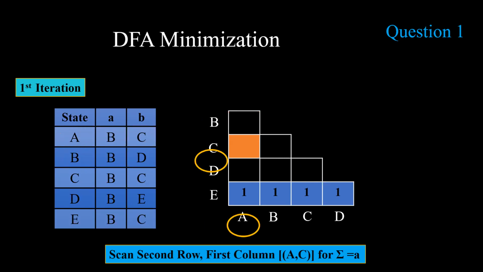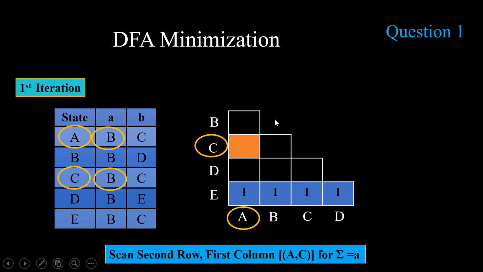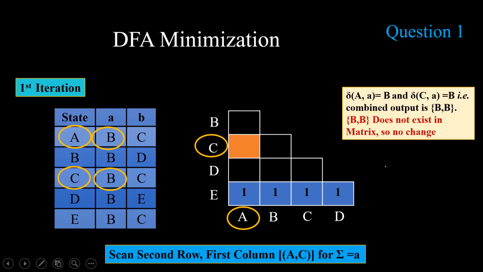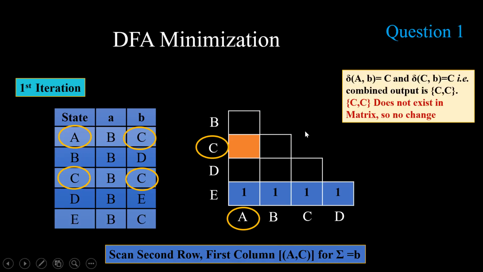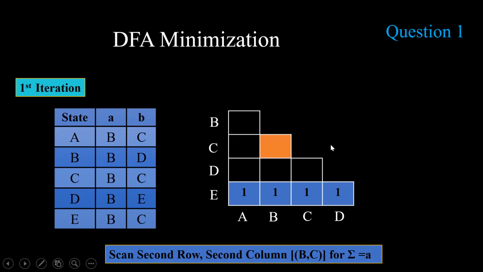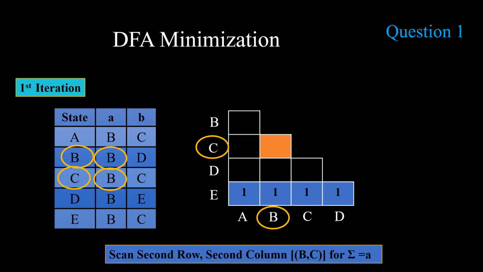Next, we go to AC, that is second row, first column. AC on A gives us BB. This is the point which does not exist in the matrix, so no change. Next we will see AC on B. Again we have CC. CC does not exist in the matrix, so no change. Next we move to BC. BC on A goes to BB. Does not exist in the matrix.